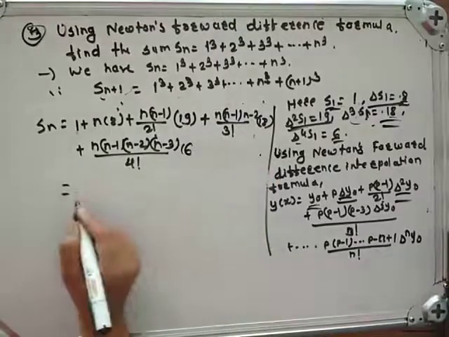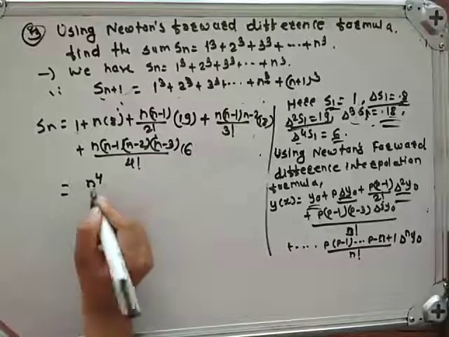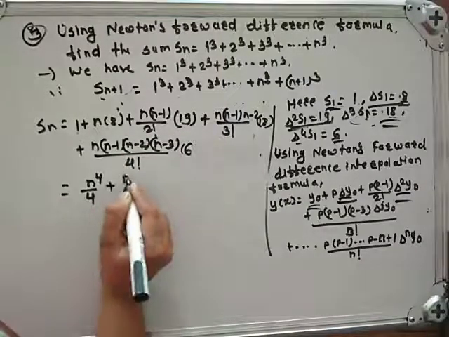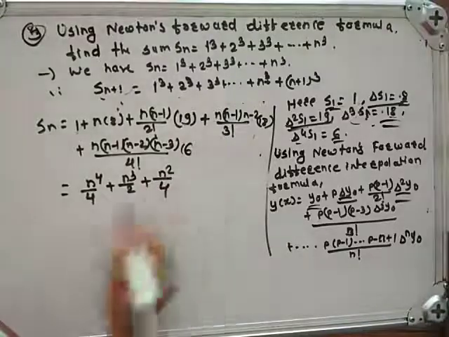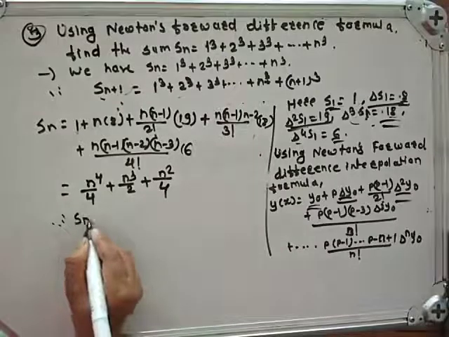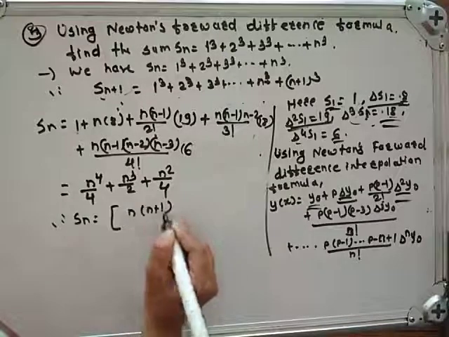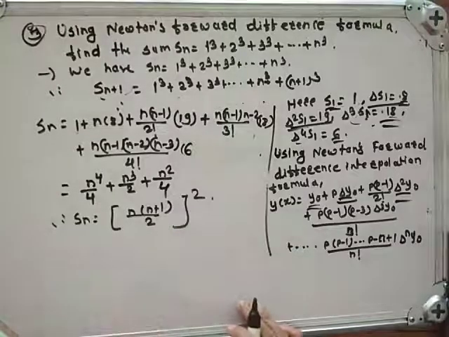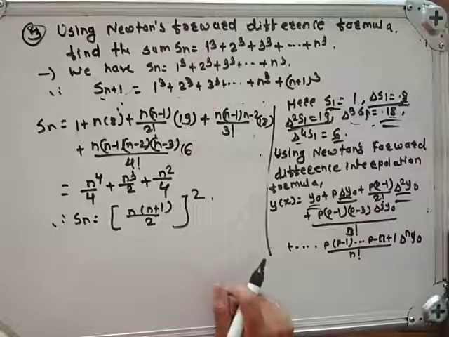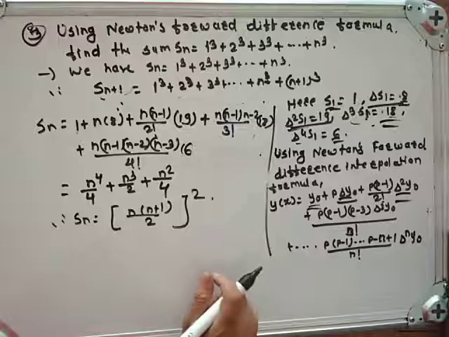Simplify this, and you will get n raised to 4 upon 4 plus n cube upon 2 plus n square upon 4. Therefore, Sn is nothing but [n(n+1) upon 2] whole square. Okay, we will stop here. In the next video we will discuss Newton's backward difference formula.